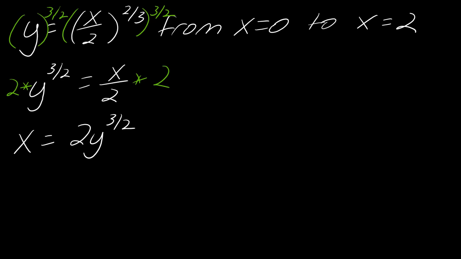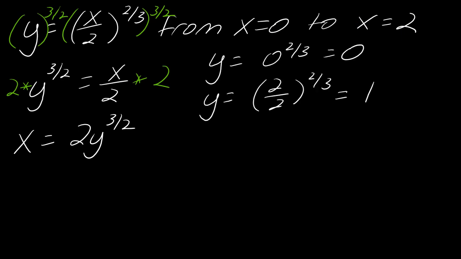Okay, now the other thing that I have to do is figure out what my limits of integration are. So I need to plug in both of these to find out what the corresponding y coordinate would be. So if I plug x equals 0 into my original function, this will just be y equals 0 to the 2/3, that equals 0. And then again, I plug 2 into the original function, so that's going to work out to 2 over 2 to the 2/3, so that'll equal 1. So that means we want to integrate from 0 to 1.